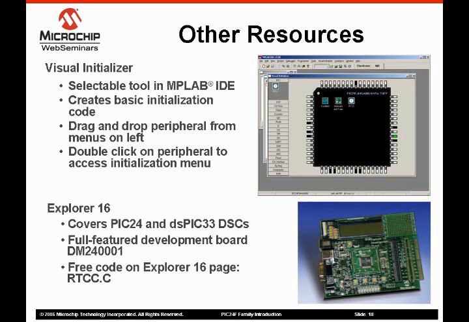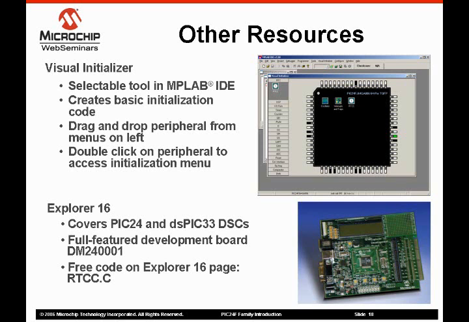First, you drag the peripheral block to the device. You can then click on the block to bring up a small menu that allows for basic configuration. In addition to initializing the peripheral, Visual Initializer will generate reports on interrupt usage, register usage, and pin assignment.